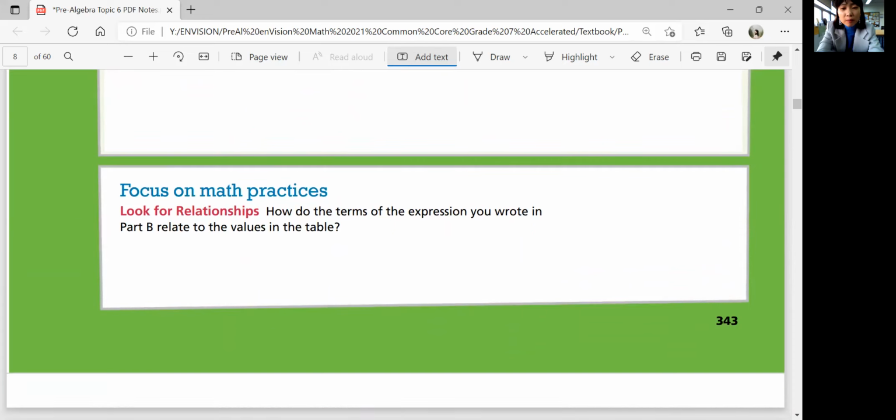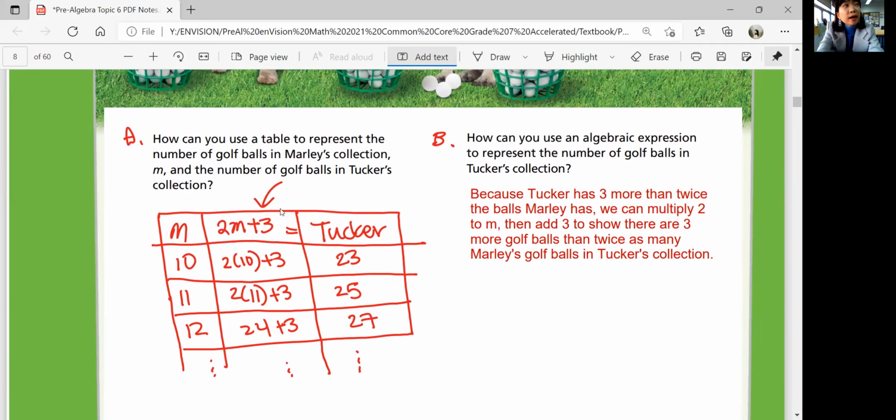Let's look at focus on math practices. How do the terms of the expression you wrote in part B relate to the values in the table? So how are part B and A related? What's 2m plus 3? How is 2m plus 3 related to the numbers for M and Tucker?